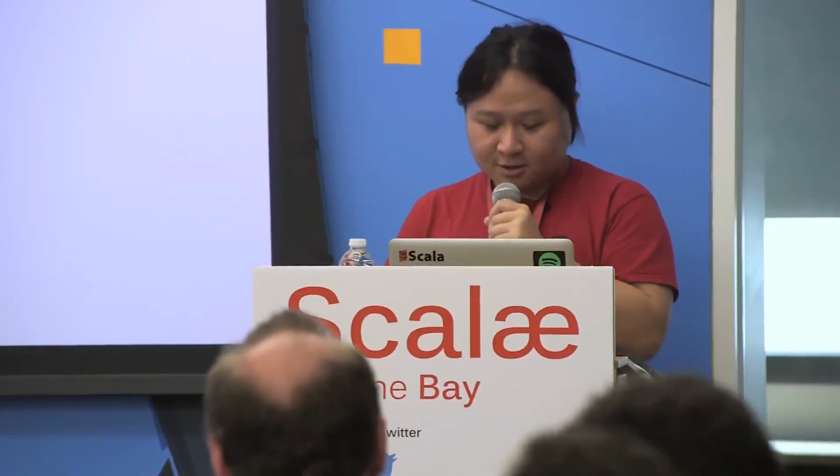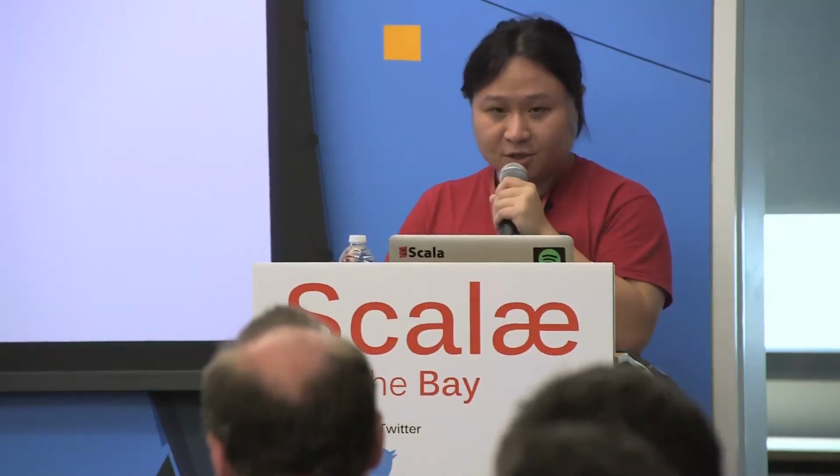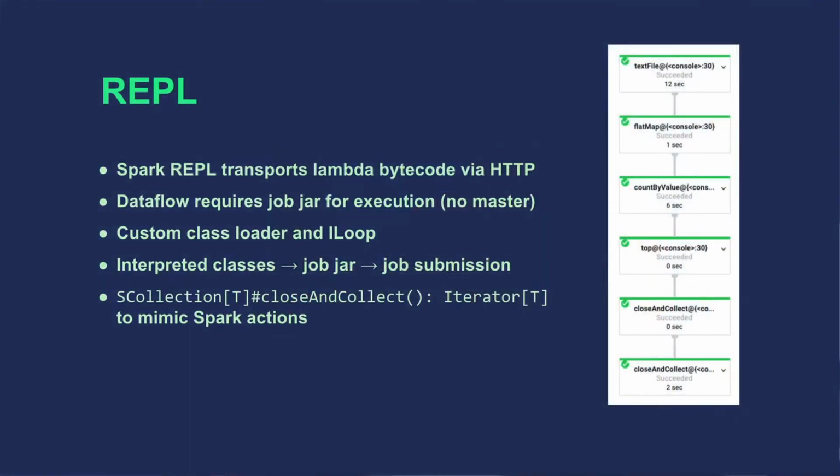So those are the types of tricks we have to do to make sure the pipeline is runnable in the cloud. Repo, another pretty challenging topic. In Spark, the repo actually transports your lambda bytecode from the master node to all the workers, and there's a little HTTP service on the workers to download them. Dataflow, as I mentioned earlier, has a static execution model, so you have to have a jar available while submitting the job. And once you submit the jar to the cloud, it's over. There's no communication between the local node and the cloud.